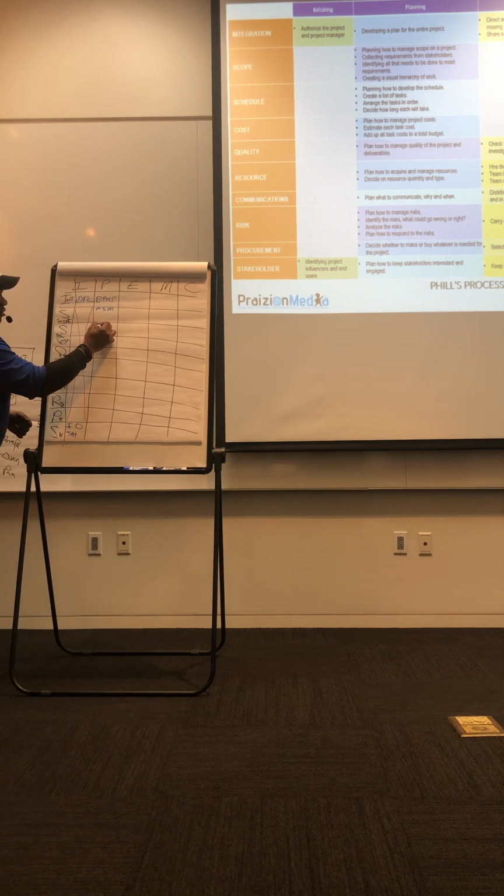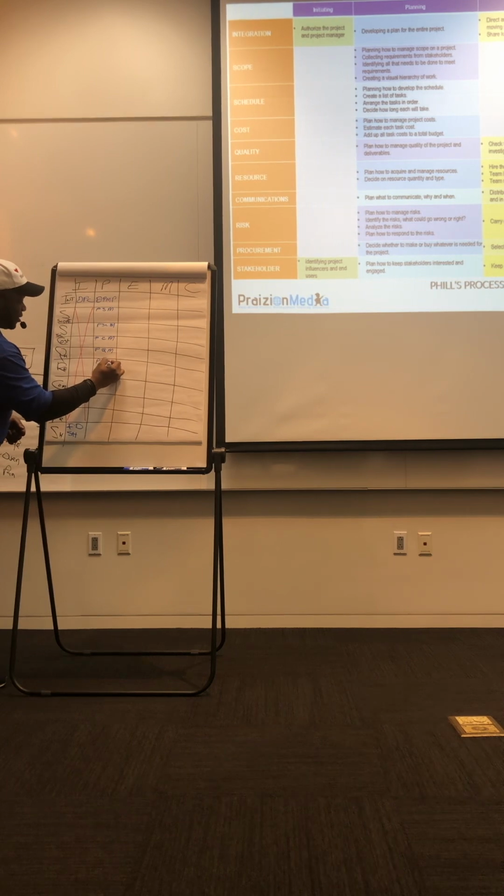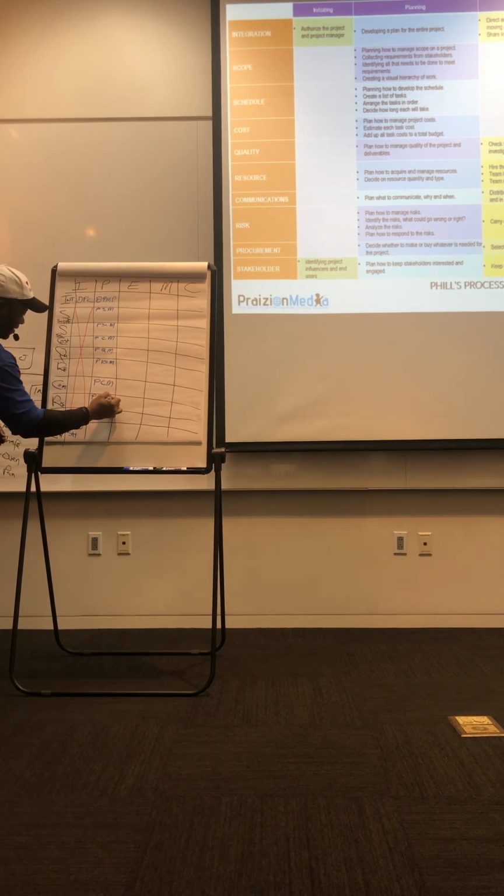So we have that for scope. We have this for schedule, plan schedule management. We have this for cost, plan cost. What's the M? Management. We have it for quality. Plan quality management. Plan resource management. Plan communications management. Plan risk. Plan procurement management.